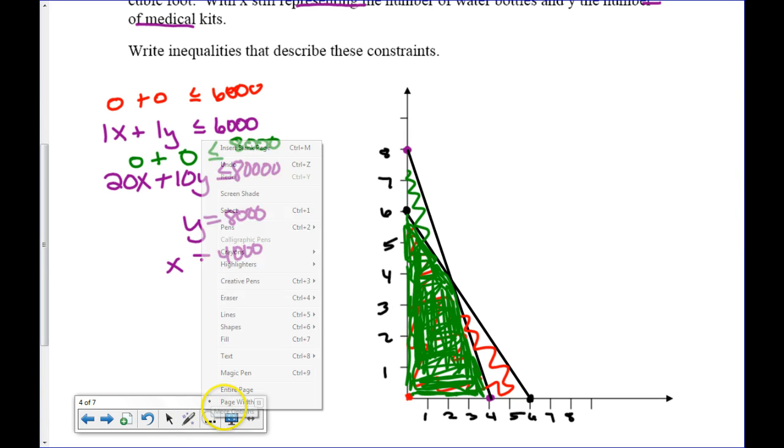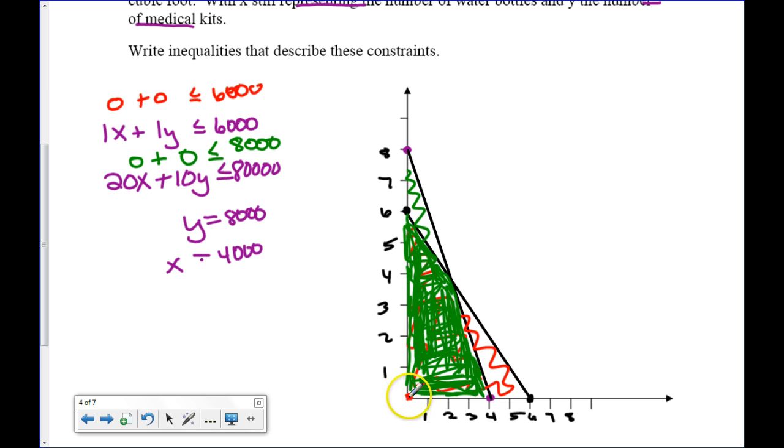So, what we need to do now is find all of our corner points. This corner point is what? 0, 0. That one's easy. How about this corner point? It's actually 0, 6,000. Because remember, we're doing it in thousands. Okay? How about this point? 4,000, 0. Right? And we still need to find this point right here.